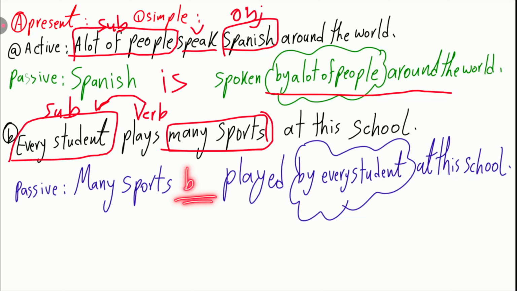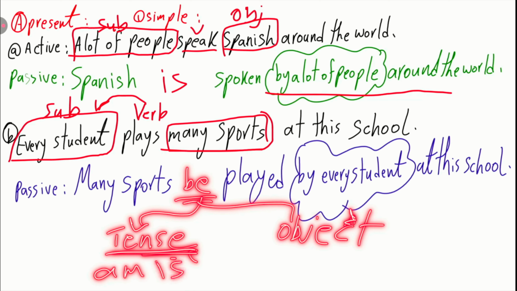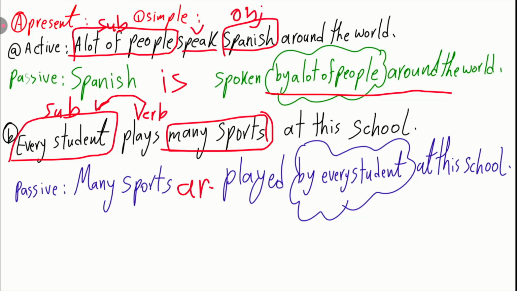The problem here is in verb to be. So I need to choose verb to be in accordance with the tense and in accordance with the object. In accordance with the tense, my friends, the tense is present simple, so it's am, is, are. And the object is many sports. It's they. So they takes are. That's why verb to be here should be replaced with are. So many sports are played by every student at this school.